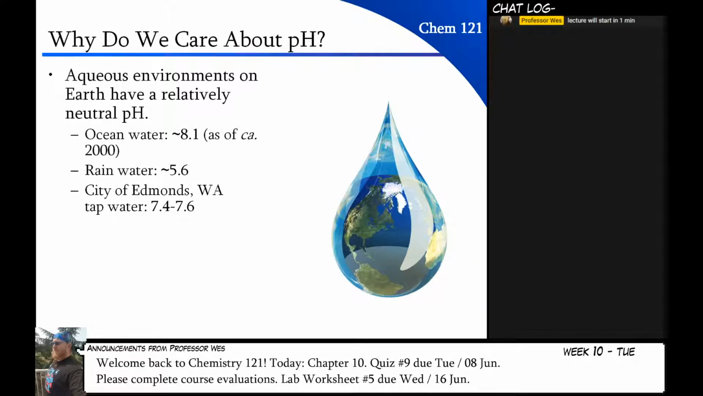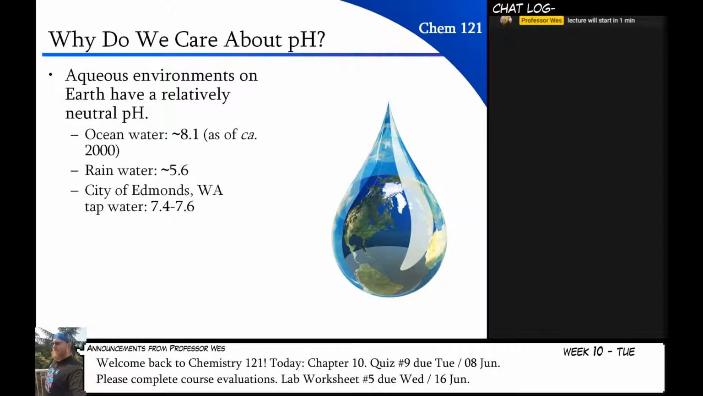So, why do we care about pH? Everything on Earth has a relatively neutral pH for the most part. So, the ocean is about pH 8 as of 2000. It's since gone down, very unfortunate due to climate change. 20 years later, there's a lot more CO2 in the water. The pH of rainwater is about 5.6 up here in the northwest, anyway. And if we measure the pH of the water in Edmonds, which is where I could find data when I wrote this slide, we find that the pH is approximately 7.4 to 7.6.